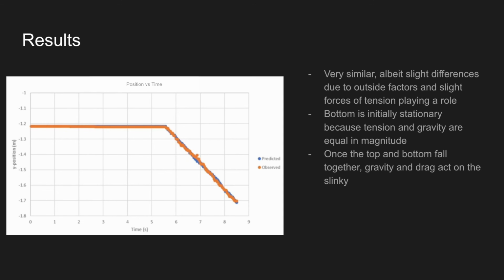The bottom is initially stationary, similar to the video, because tension and gravity are equal in magnitude, so in the free body diagram that's created, they essentially cancel each other out, and the object is not in motion. But once the top and the bottom fall together, gravity and drag act on the slinky and have it move in the negative y direction as shown.